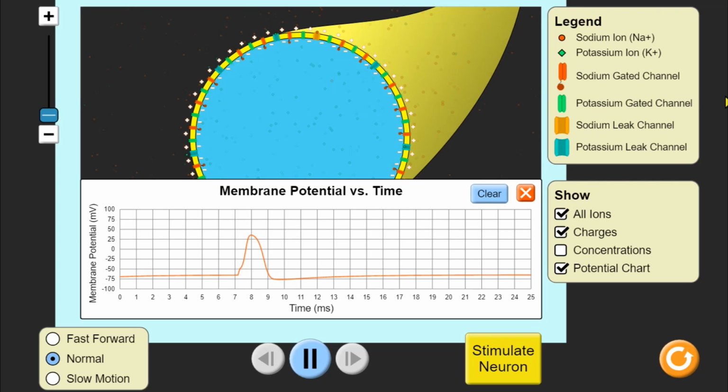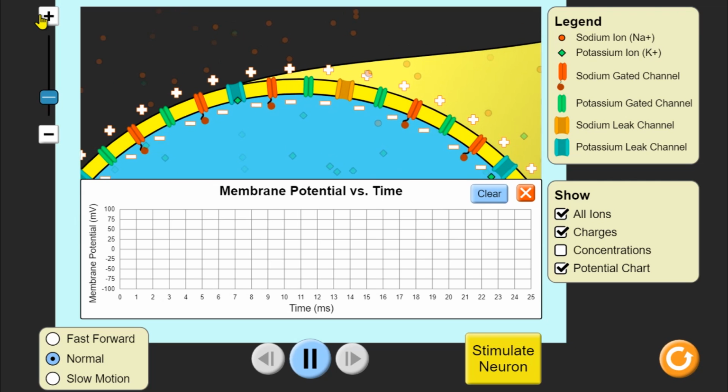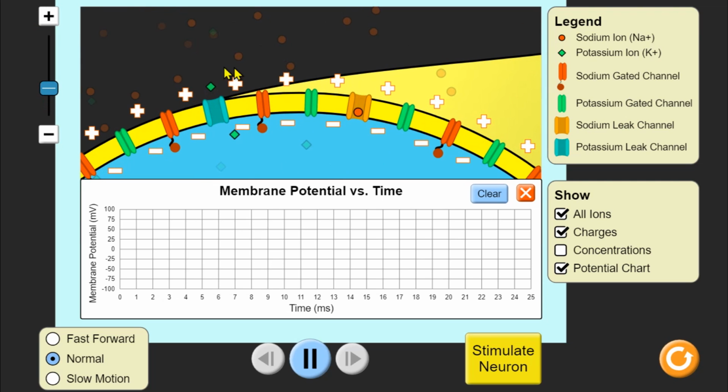Let me try to explain this action potential thing here. This is a neuron, or this is the axon of a neuron. This is the membrane of the axon here. Let me take a look at what's going on. Closer. You're going to see a bunch of red dots. These red dots, these are positive sodium ions. You're going to see some green dots. Those green dots are positive potassium ions.